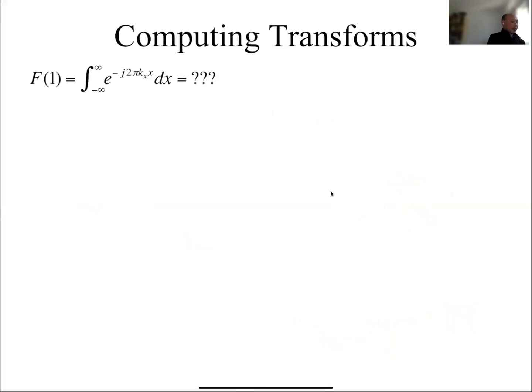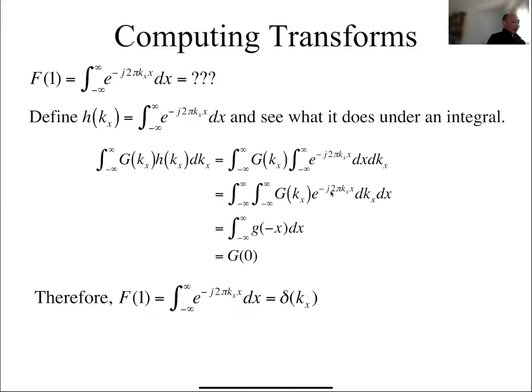Okay, now what about e to the minus j 2 pi kx x? That's a little tricky because now we want to evaluate the function at negative infinity and plus infinity, but that's really not well defined. And so it turns out that to do that, you need to do a little more tricky math and see what this does underneath an integral. And it turns out that this acts like a delta function. And so actually, the Fourier transform of one is equal to the delta function.